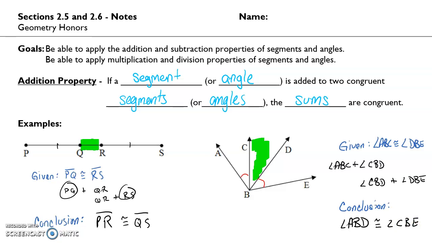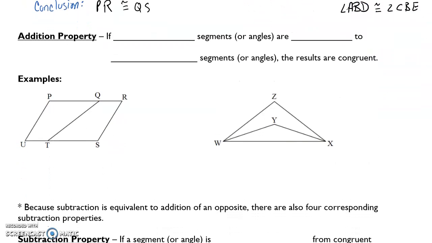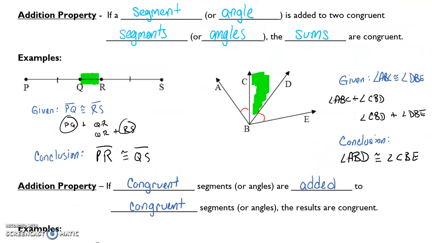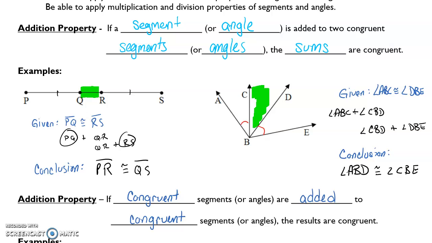That's the addition property. There is another way of looking at the addition property, and that is if congruent segments or angles are added to congruent segments or angles, the results are congruent. A lot of congruency there. The only difference between these two addition properties is in the first one, I'm just adding one segment, but I'm adding that same segment to both. In the second addition property, I'm adding different segments, but the segments I'm adding are also congruent.